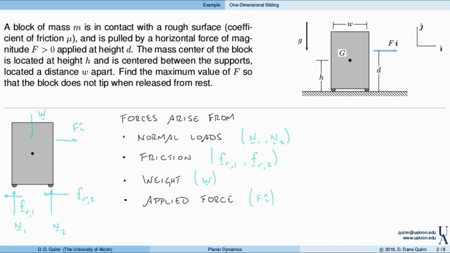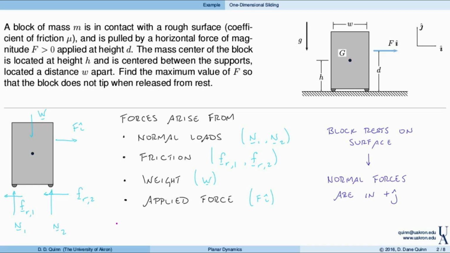So the distinguishing feature about this problem, and in particular how do we tell when the block rests on the surface versus when it tips, is related to these normal forces. So if the block rests on the surface, then the normal loads have to be in the plus j direction. Because if the normal forces were in the minus j direction, again here j is sort of up, that would imply that the surface was pulling the block down. So the forces would in some way be adhesive. Instead, as long as the block is resting on the surface and not tipping, these forces are directed up.